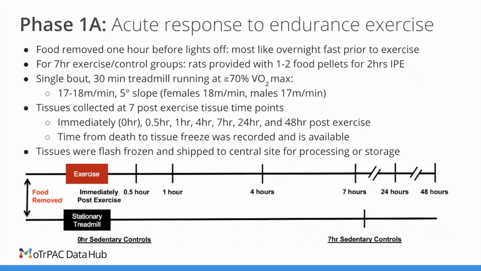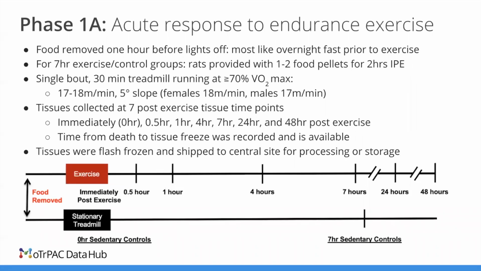The bout of exercise was 30 minutes of treadmill running. At the end of the day, we are over 70% VO2 max, but we were trying to be close to and just above. And the speed and slope for that, for either female or male rats, is given below. All the tissues were collected at 7 different post-exercise time points, and those are listed in the line graph below. And then some data that isn't normally available with these kinds of studies is we actually kept the time from the death of the animal to the time that the tissue was frozen, and this is all recorded and available.